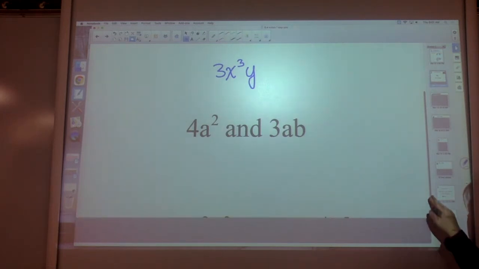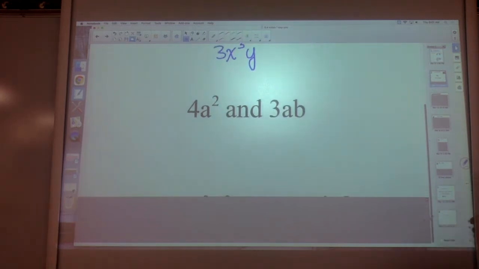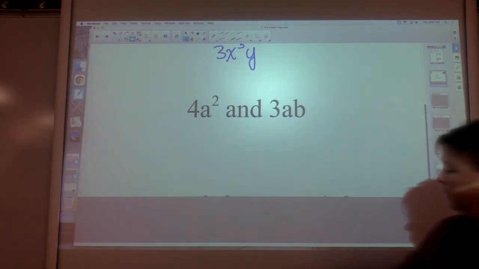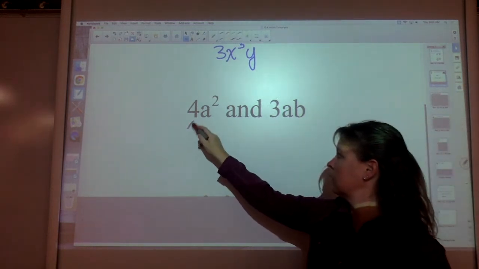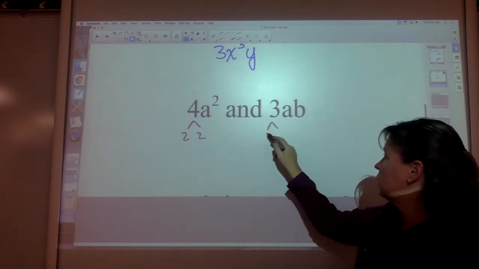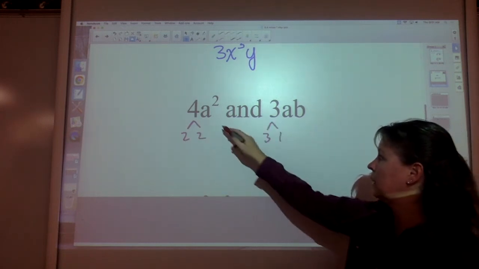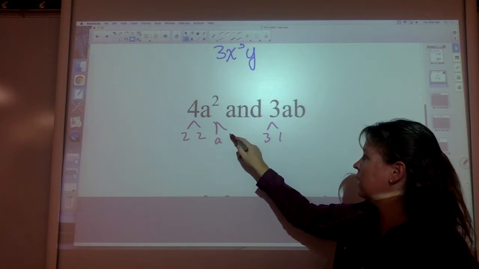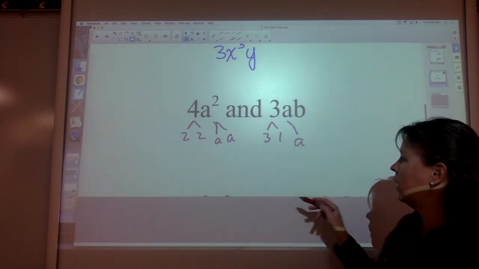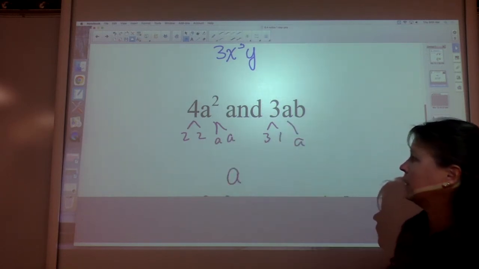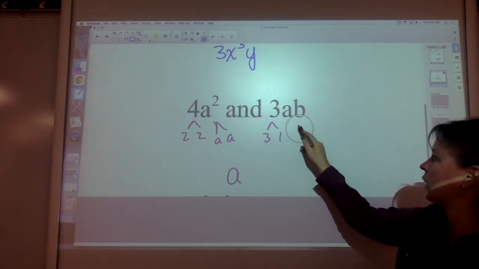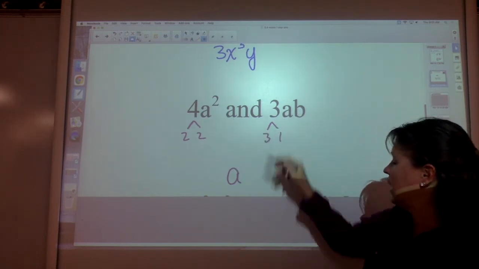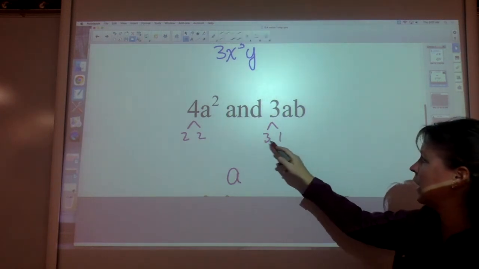Let's try this one with a's and b's. 4a squared and 3ab. 4 and 3 don't even have a common factor. They don't have a greatest common factor. If you tried to break it down into 2 and 2, 3 and 1, nothing in common. If I broke down the a's, this one has 2 and this one has 1, which means they have a single a in common. But I just told you the shortcut is to just pick the smallest amount of a's. How many b's do they have in common?